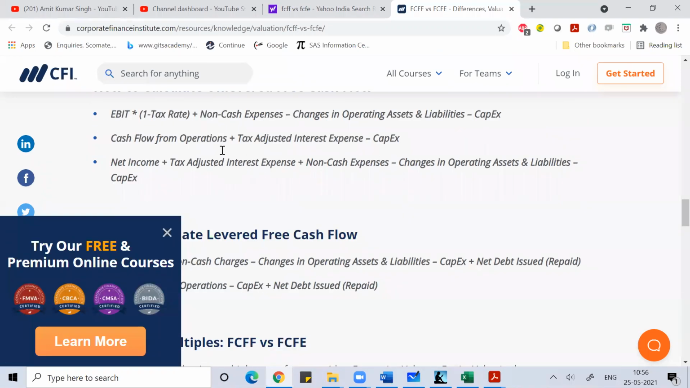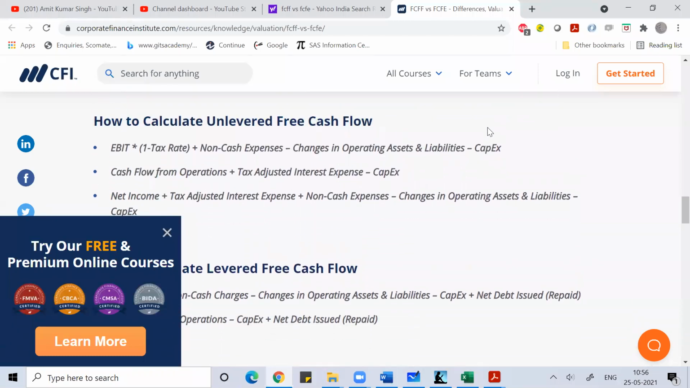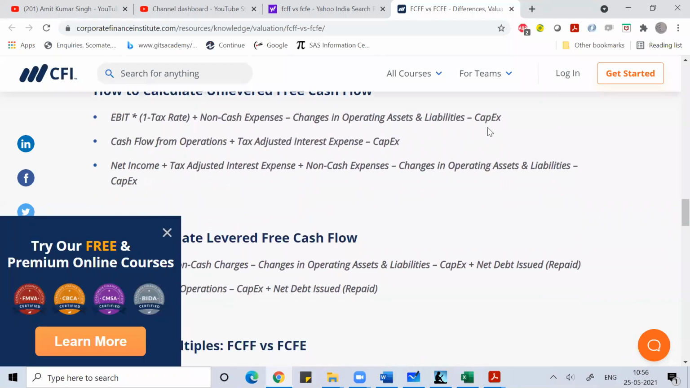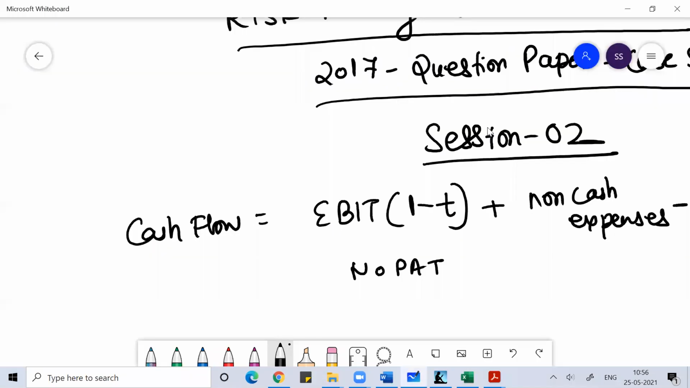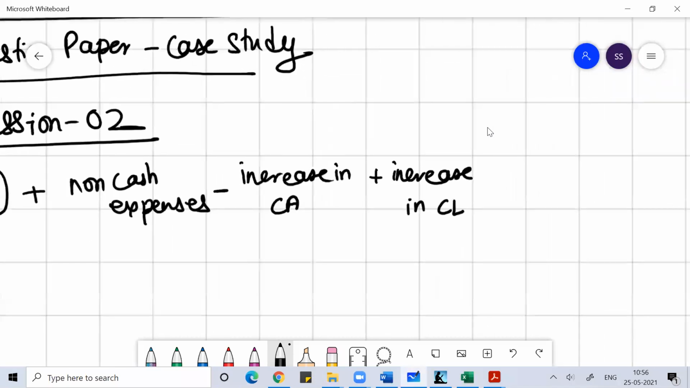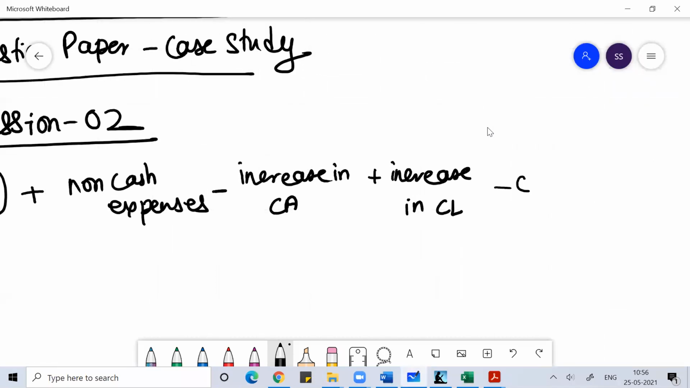This all creates differences for you. How will you calculate the unlevered free cash flow? The formula is EBIT times (1 minus T), plus non-cash expenses, minus change in operating assets and liabilities, which I said is the change in net working capital, minus capital expenditure. If you do this, you will get free cash flow.